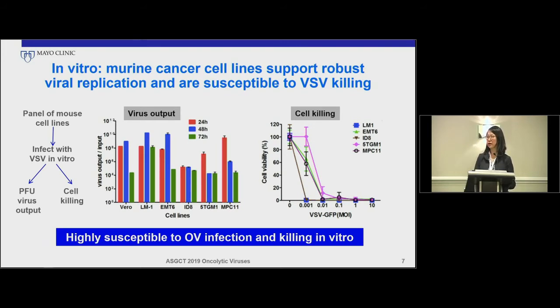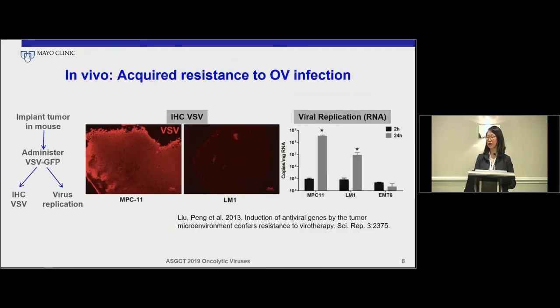We can also measure extensive cell killing by varying the MOI. At a high MOI of 0.1, we can get almost all the cells killed. And these cell lines are highly susceptible to virus infection. But this is what happened when we put these cell lines in their syngeneic mouse models. On the left, you can see the MPC11 murine model, and we have given the mouse VSV GFP, and we measured viral spread by immunochemistry staining. The red shows us the immunostaining, extensive viral spread in this highly susceptible tumor.